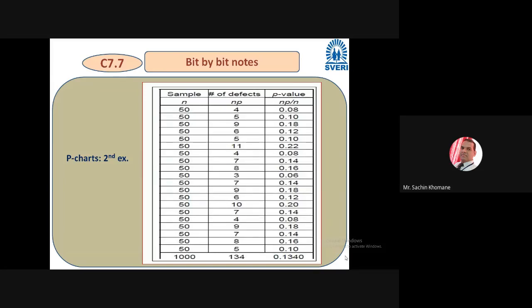Let us see another example. Second example. Let it be any reading, we have just taken values. So sample, then number of defects, and then p value, the fraction you can say. 4 divided by 50, 5 divided by 50, 9 divided by 50. This fraction is very much essential in a p chart, right? So generally we take it on the y axis, and sample number on the x axis.